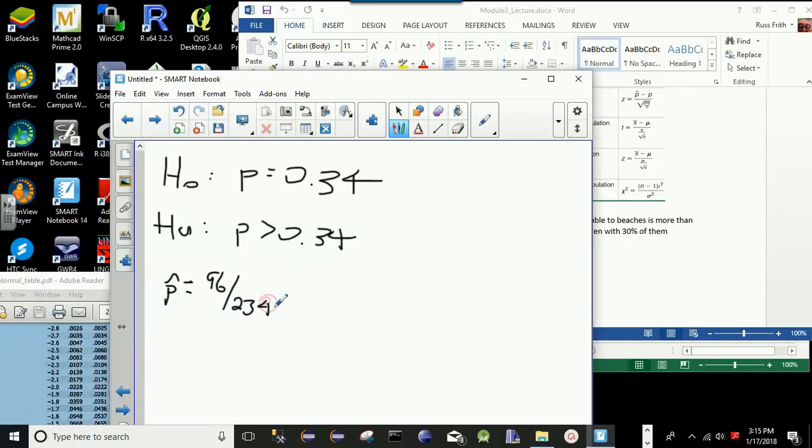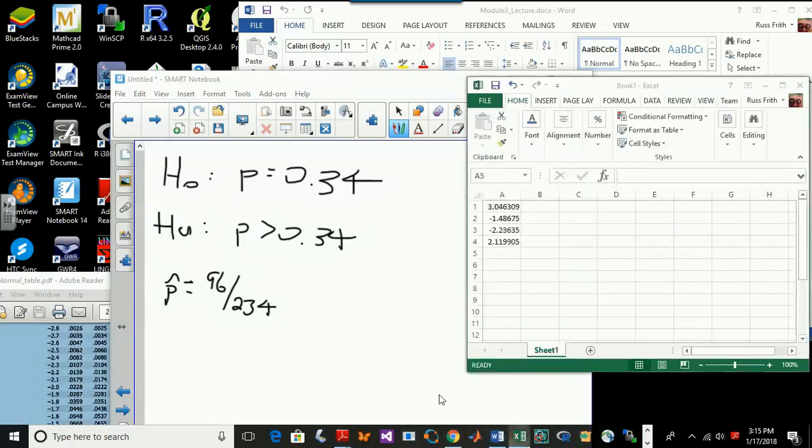Okay, so for this problem we have a sample size of 234 and a proportion. So what is our sample proportion? Okay, so p hat. We had 96 deadbeats out of 234. So we can go to Excel and find that. That's equal to 96 out of 234, so 41%.